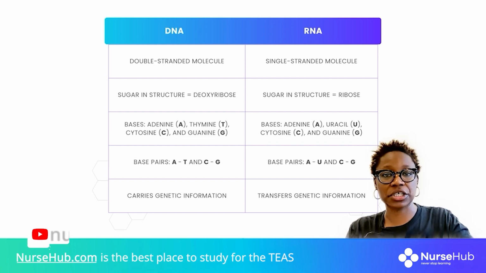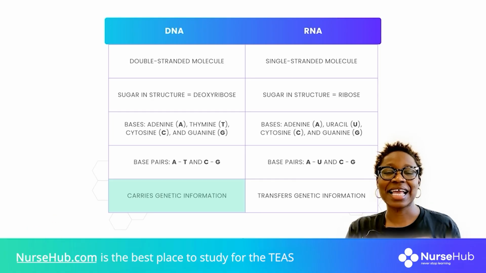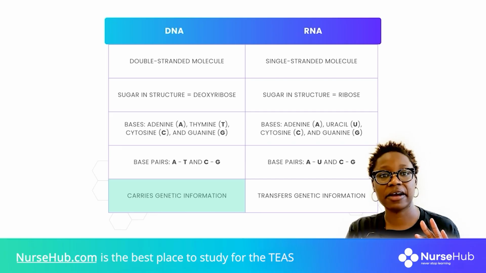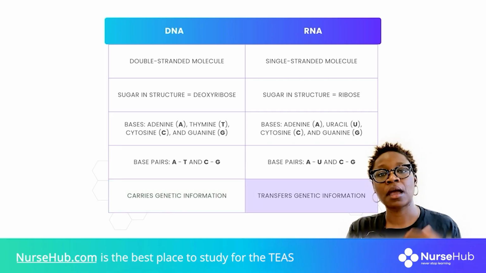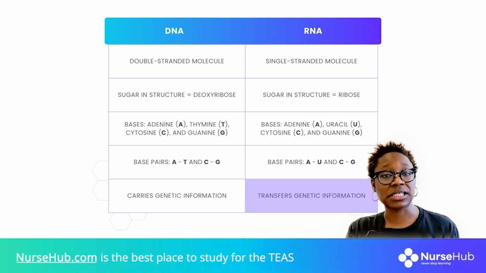And then finally, the function. So DNA carries the genetic information that determines our traits and characteristics. It serves as the long-term storage of genetic information and is primarily involved in the replication and inheritance of genetic material. RNA, on the other hand, plays a crucial role in protein synthesis.